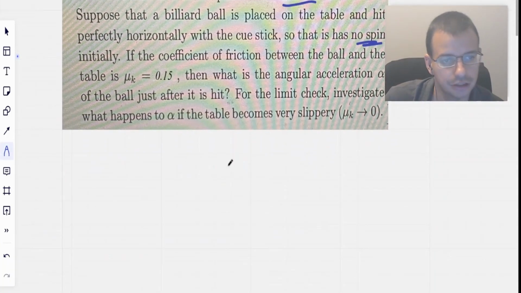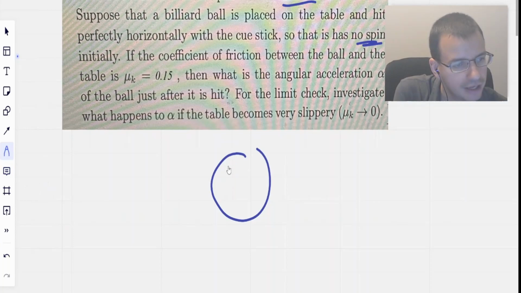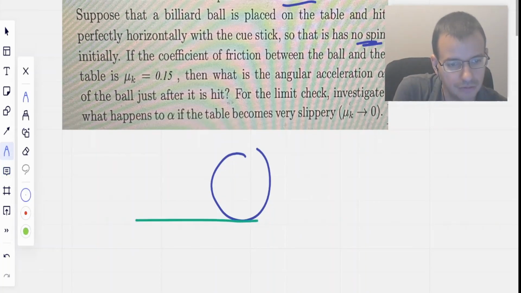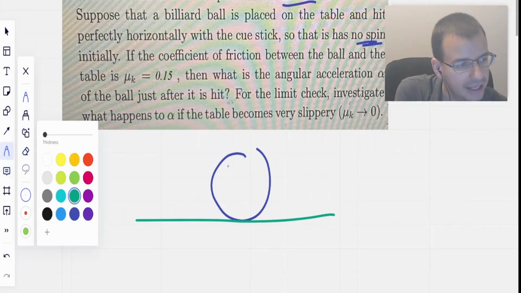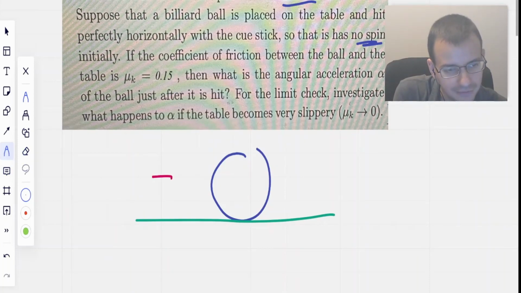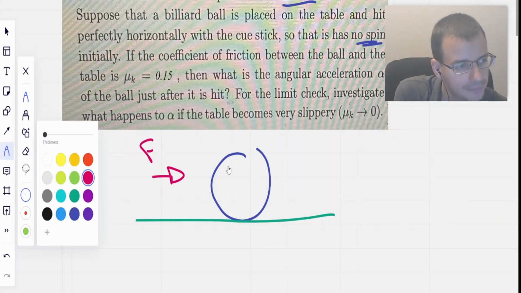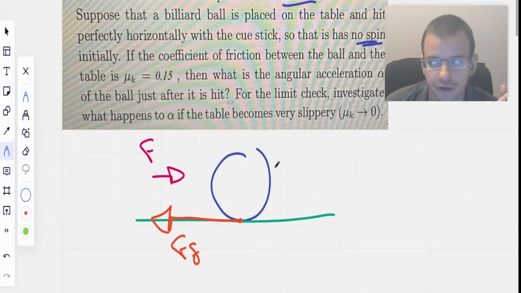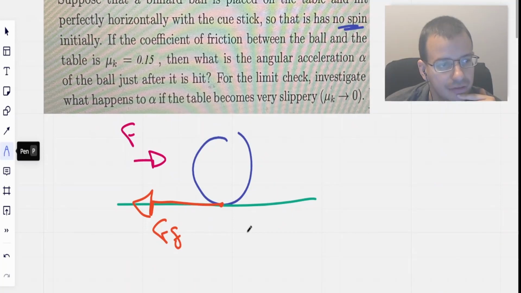Okay, so first thing to do, draw a picture, because that's pretty much what we always do. Have a cue ball, and it's on a table. I guess I should use green for the felt. And it has some force going that way. That's not what we're going to be concerned about, because what we're going to be looking at is force friction going this direction.